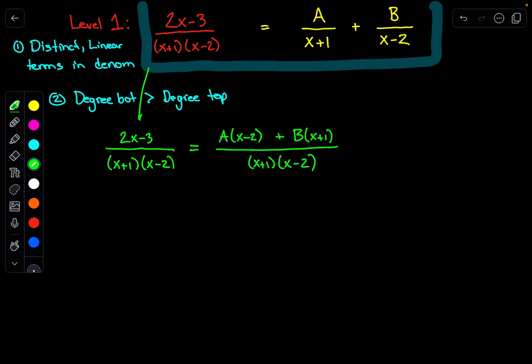And now, if the thing on the left is supposed to equal the thing on the right, well, their denominators are the same. And that means this inherently implies that the numerators also have to be the same: A times x minus 2 plus B times x plus 1. And from here, this just becomes a matter of solving for A and B. That's our goal. And there's a couple ways you can go about doing this.